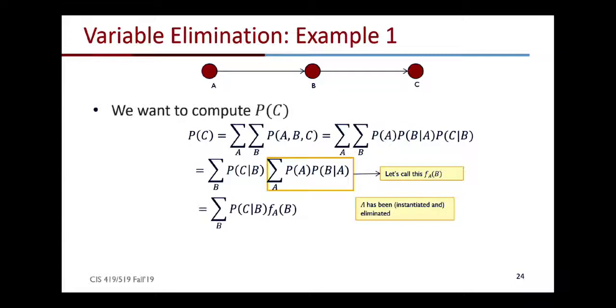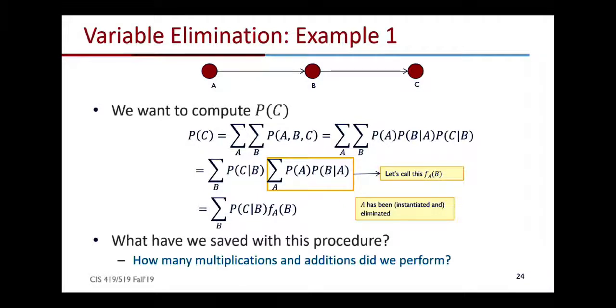So now I can write P of C as sum over B, P of C given B, times a fixed function, if you want, of A. So essentially, I've eliminated A from the computation. What have we saved? Basically, we saved a little bit in the number of multiplications and additions that we have to do, because we can cache the function FA for various values of B. We can do it at the beginning. And then in the inference itself, we're going to save some time.